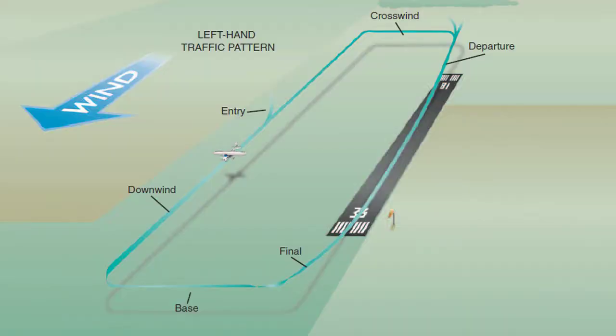Most landings require a specific approach to the runway. This changes depending on the airport, but the most general aspects of a normal landing are the base leg, the final approach, the round out, the touchdown, and the after landing roll.